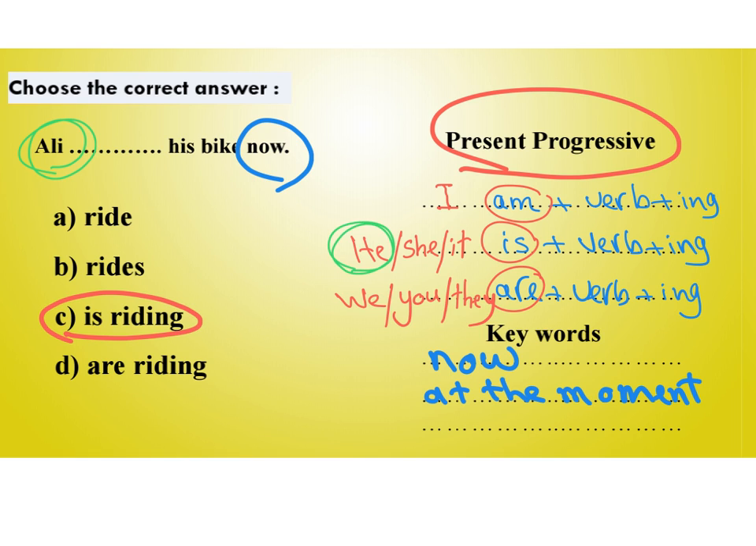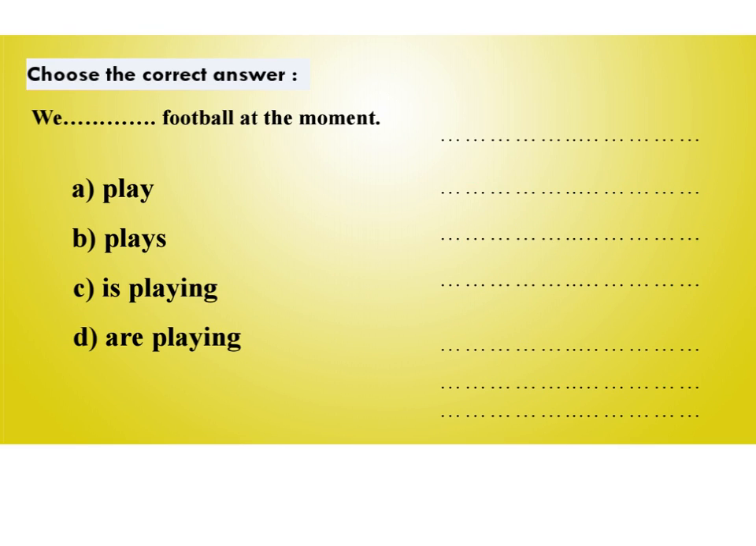And with he, we will use is plus verb plus ing. So the correct answer is riding. Read the question carefully, stop the video, and think of the answer.